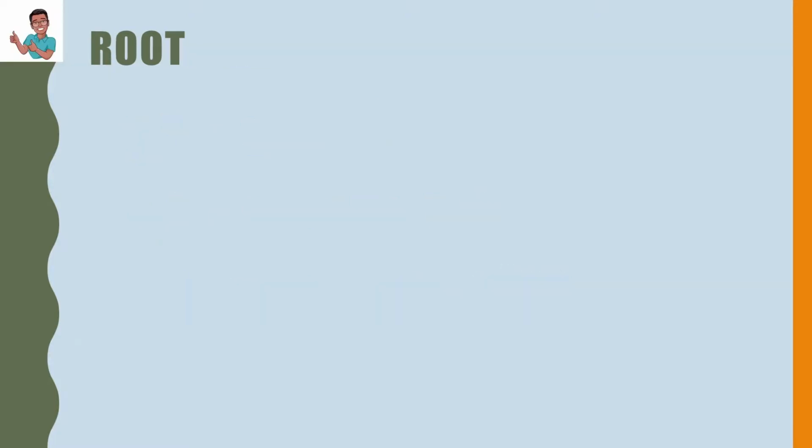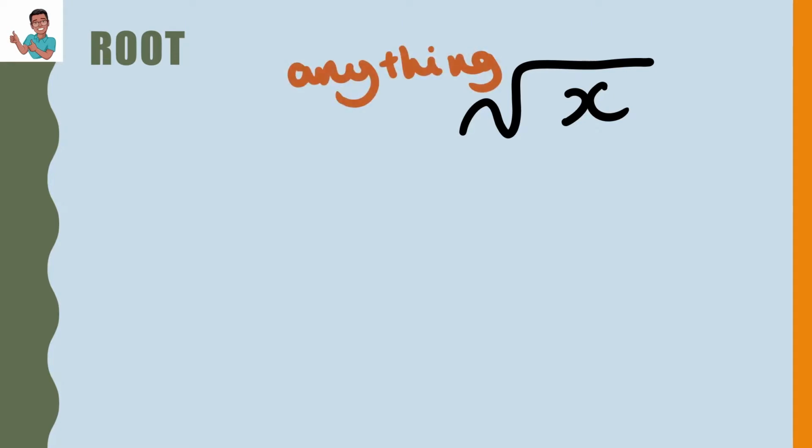Okay, let's have a look at roots. They look something like this. When we don't have a number where this 2 is, it means square root. You don't have to write this 2 that's there, but I've written it to show you. You can have any number, so you can have 3, you can have 4, you can have anything. Let's see what this means.